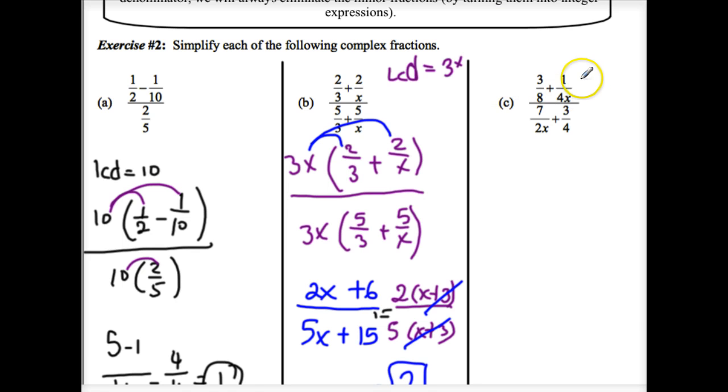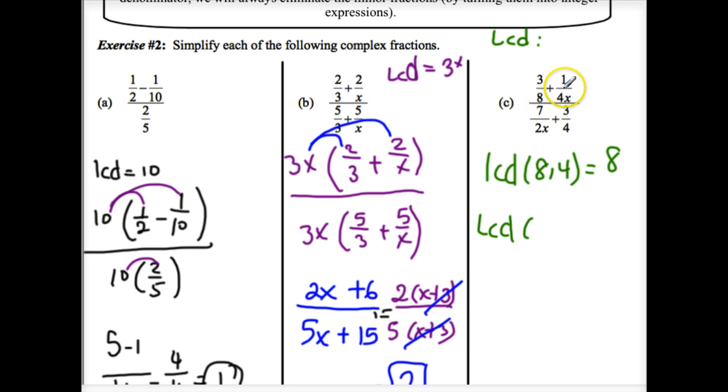Okay, let's work together. So here, what's the LCD, the least common denominator? Let's try to see. For the LCD, always do the numbers. So I'm going to do on the calculator LCD of 8, 4, which will give me 8. Then I'm going to take these two numbers out that I used already, and do 8, 2, which will give me 8. I used the 2 out.